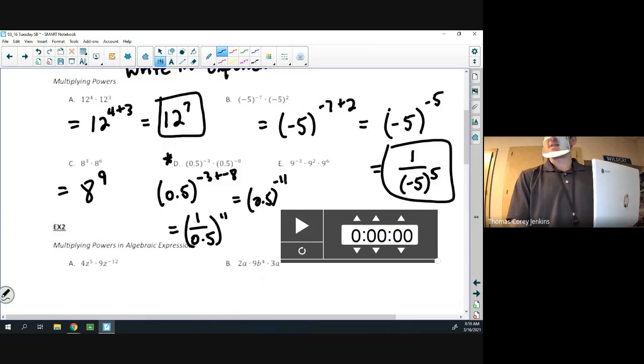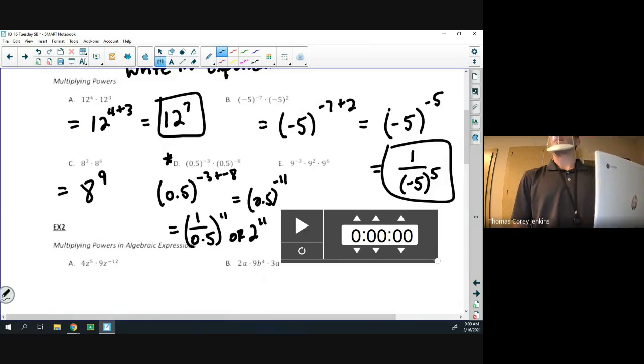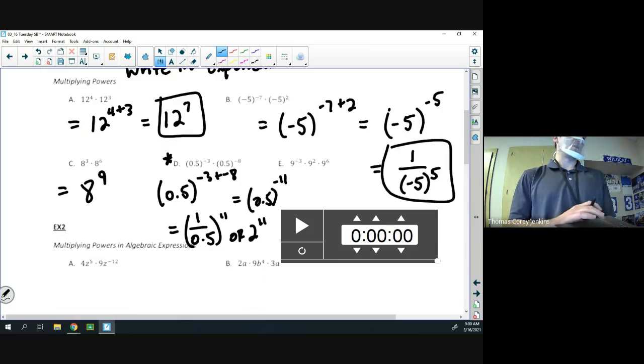Now, what's kind of interesting on this one is that it's actually also equal to, because 1 over 0.5 can be easily simplified to 2. So this would also be equal to 2 to the 11th. Okay, so that would be true as well. Basically, those two are the same thing. Okay.